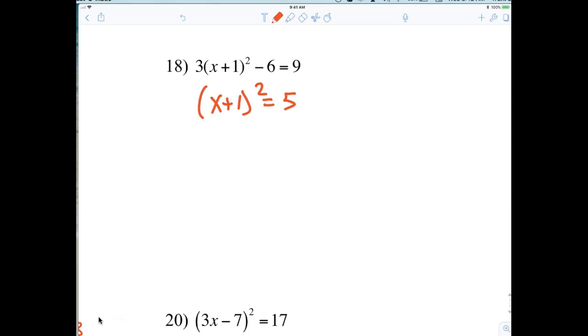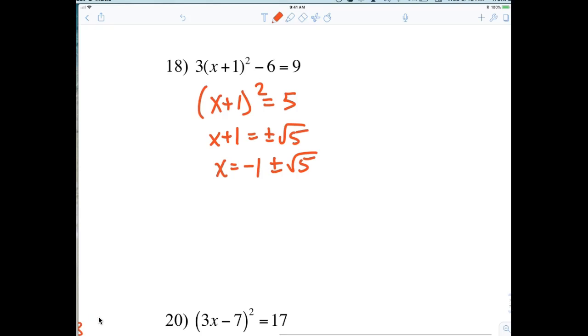Now we just take the square root, so x plus 1 equals plus or minus the square root of 5. And so x equals negative 1 plus or minus the square root of 5. That's not that hard. So the square root of 5 is 5? The square root of 5 is just the square root of 5. You can't break it down.